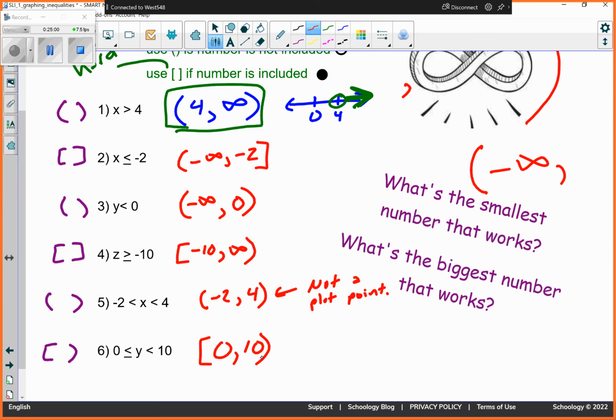Soft. There's no infinity. Basically, on this number line, this would look like this. 0, 10, hard bracket at 0, soft bracket at 10, shade all the numbers in between. That's what it means.